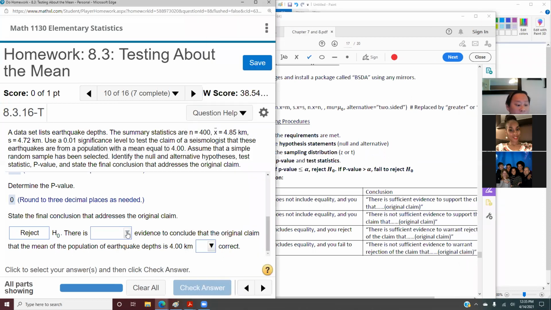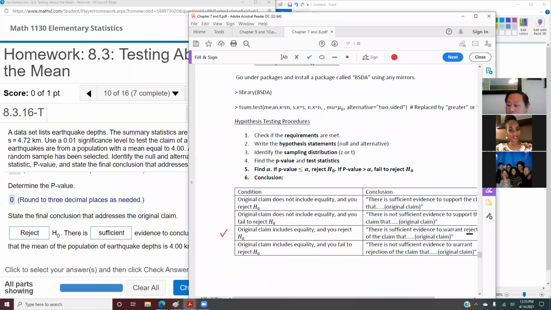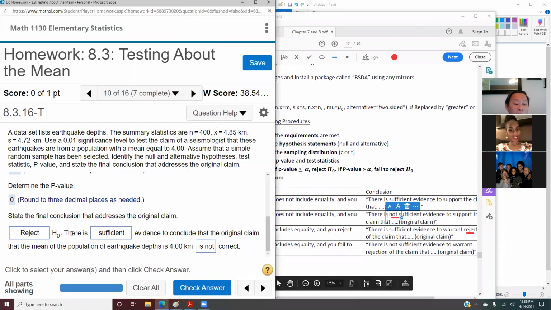So there is sufficient evidence to warrant rejection of the claim. Now, they don't use the words warrant rejection, they say conclude. So in this case, you have to say "is not". This is a negation statement because of the word rejection. Every time you see the word reject or the word not, it is a negation, so you have to negate it. So there is sufficient evidence to conclude the original claim, which is a positive statement, so in this case you have to write that it is not correct. This means the same as warrant rejection.